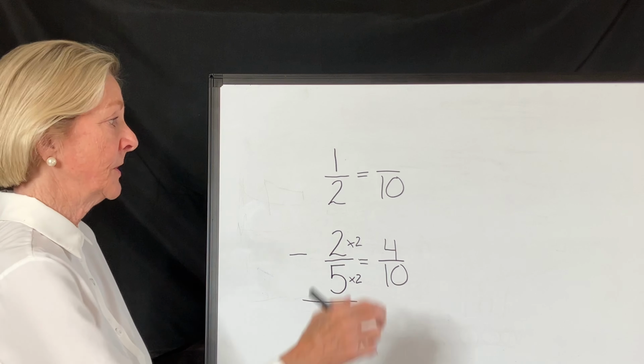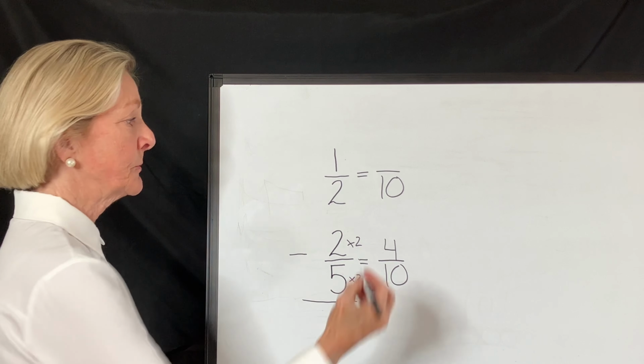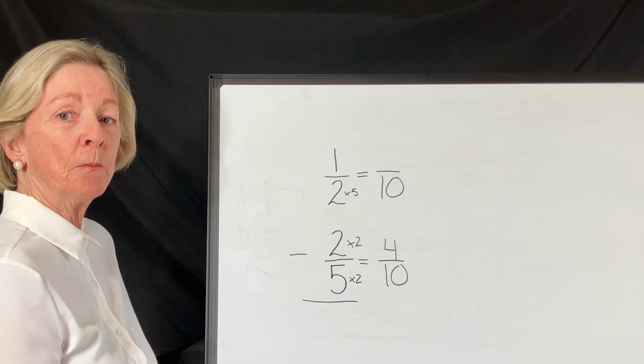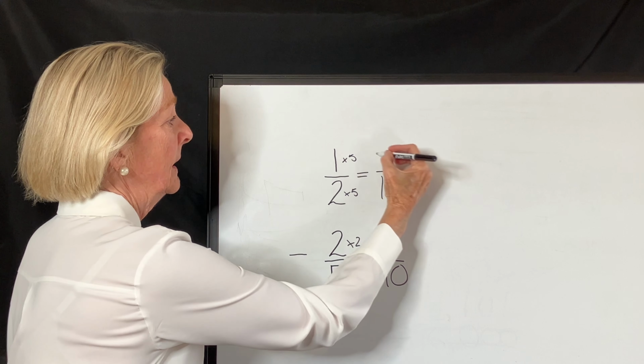On our top fraction, what do we multiply 2 by to get to 10? That's right, 5. 2 times 5 equals 10. So we have to multiply the 1 by the same number. And 1 times 5 equals 5.